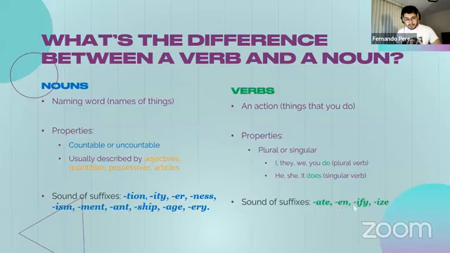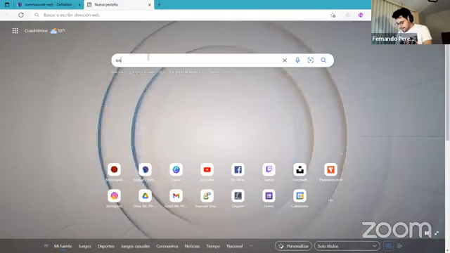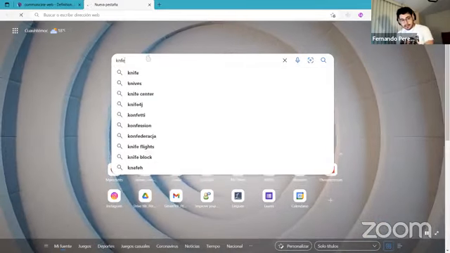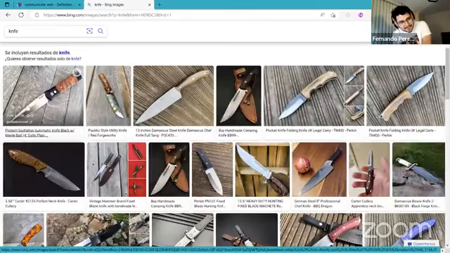The next one is a little bit more difficult. The suffix -en can transform words like, for example, who knows, how do you call a knife that has a very, very thin blade, easy to cut? How do you call this?